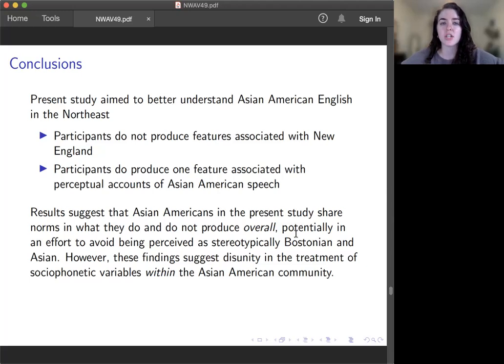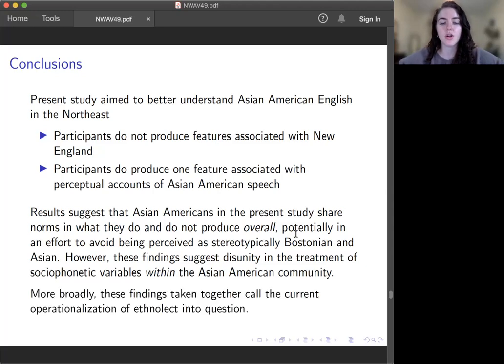However, our findings also suggest disunity in the treatment of sociophonetic variables within the Asian American community. So not only are these speakers participating and producing features similarly when compared to other ethnic groups, but when we look within group and categorize ethnicity in a more specific context, we find that there are differences. Overall, these findings taken together call the current operationalization of ethnolect into question, since right now an ethnolect is usually operationalized as a set of features that participants share in how they do produce them and not how they don't produce them.